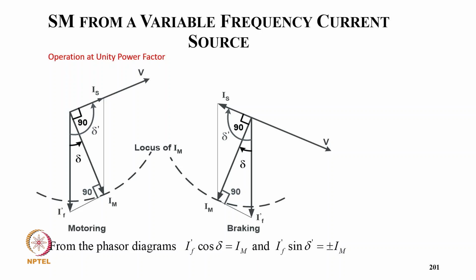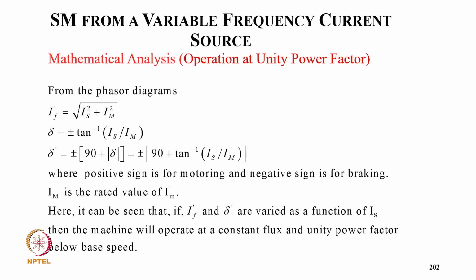This is typically for motoring and braking. From the phasor diagram, IF' cos delta equals IM, and IF' sin delta equals plus or minus IM. In operation at unity power factor, IS is either in phase with the voltage, or out of phase with the voltage for braking.